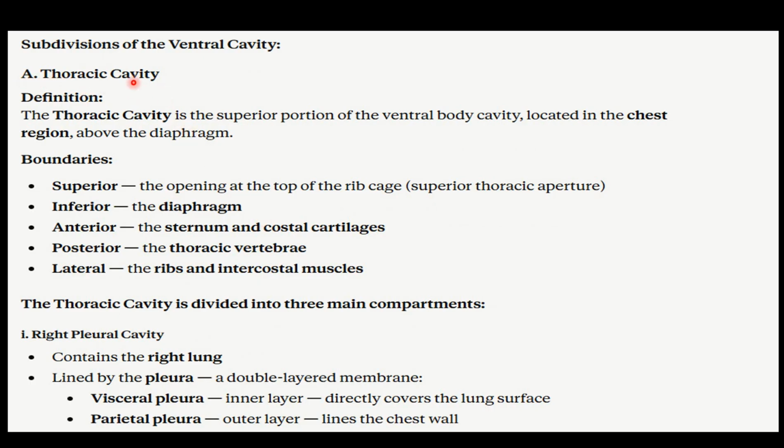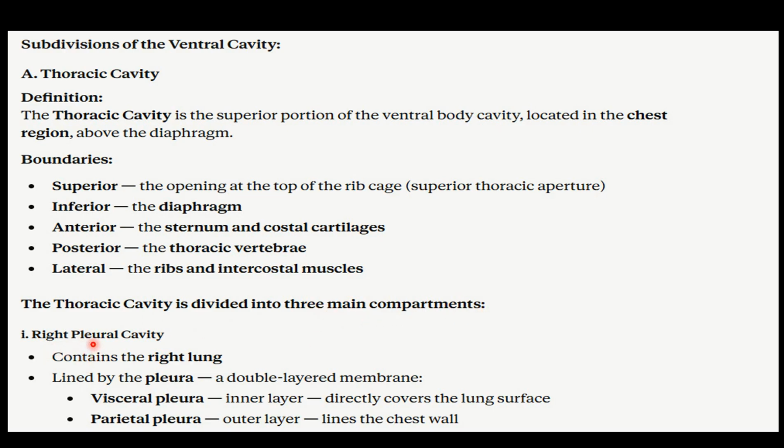Firstly, we will start with the thoracic cavity. The thoracic cavity is the superior portion of the ventral body cavity, located in the chest region above the diaphragm. Now what are its boundaries? Superior, the opening at the top of the rib cage. Inferior, the diaphragm. Anterior, the sternum and costal cartilage. Posterior, the thoracic vertebrae. Lateral, the ribs and intercostal muscles. The thoracic cavity is divided into three main compartments.